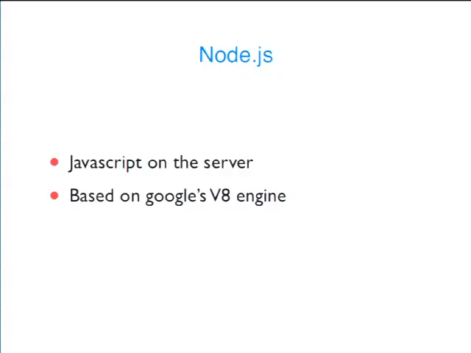V8 was designed, I think, for Chrome, open sourced, and has been put into use as sort of the core of the JavaScript handling in Node.js. And one of the cool things about that is Google is constantly innovating and making it faster. So particularly the dev branch of Node.js right now is just tracking whatever they can upstream. So it just gets faster and better all the time.